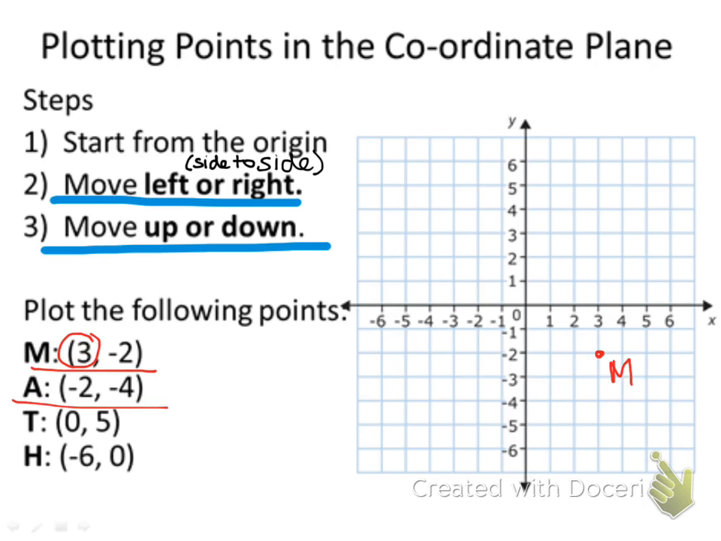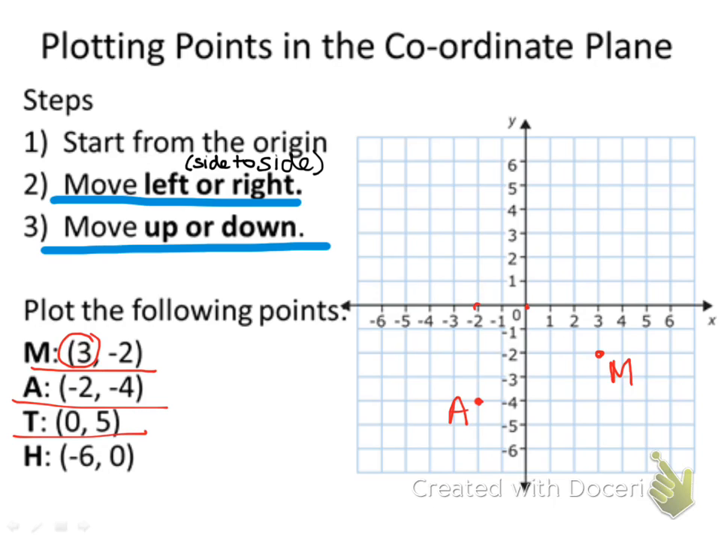Now we're going to do A. We need to, again, start at the origin, right here in the middle, and we're going to move to where -2 is along our x-axis, so that's here, -2. And then -4, so again, we're going to go down 4 until we get to -4 here. I'm trying to make this round if I can. -4 down there, and that's our point A.